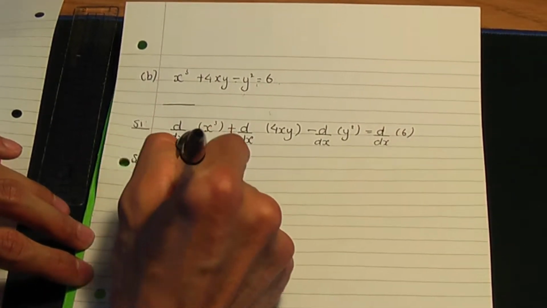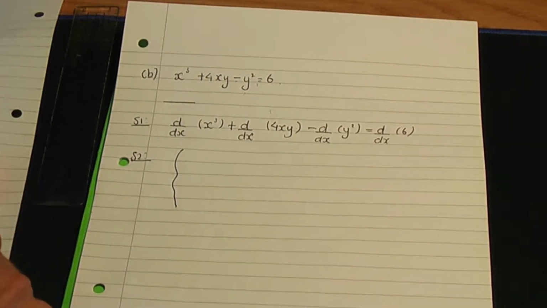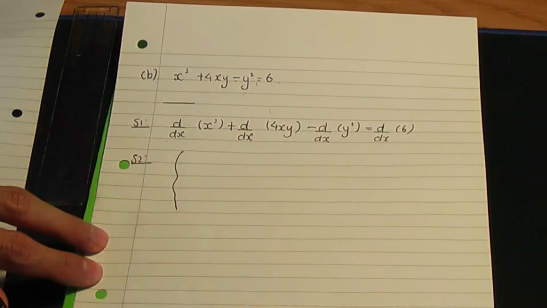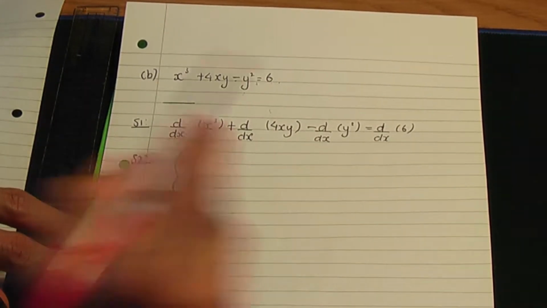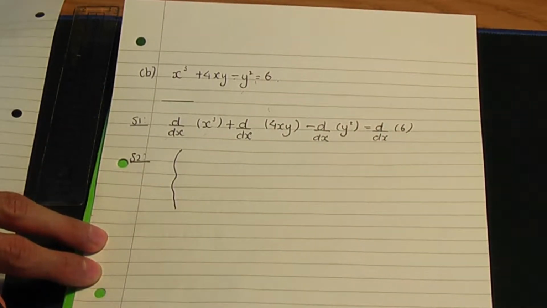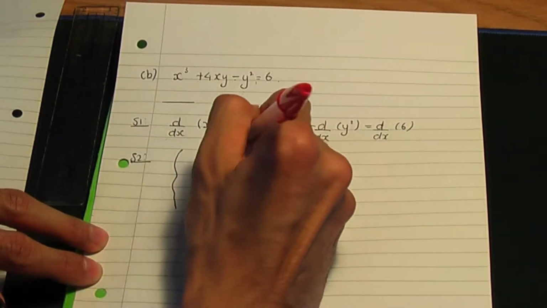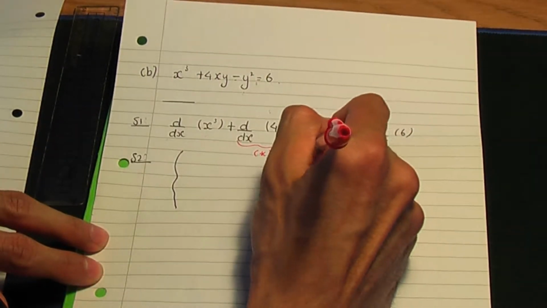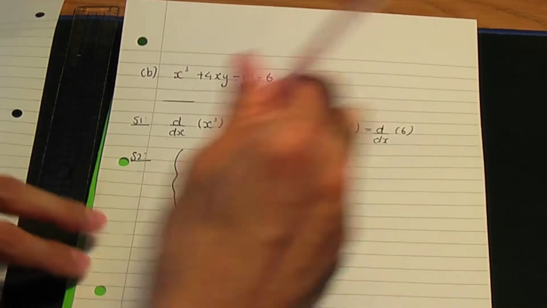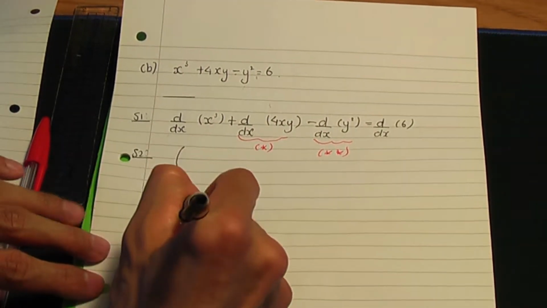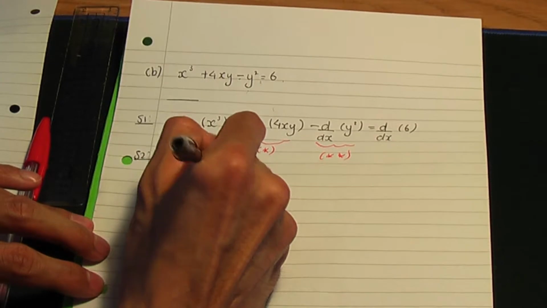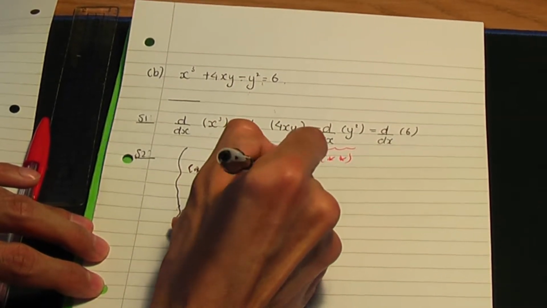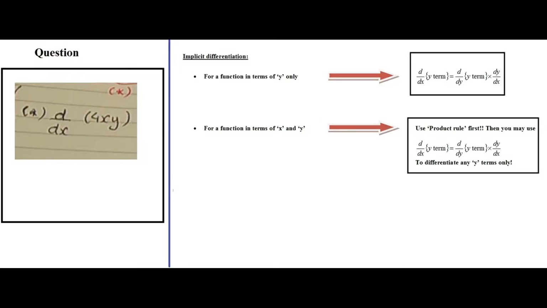Now in step number 2, let me do a side calculation. Now d by dx of x cubed, we know hopefully that's 3x squared, basic differentiation. D by dx of 6, that's 0. Let me calculate, however, this term, which I'm going to call star, as well as this term, which I'll call double star. So let's do those as side calculations, okay? So firstly star, let's work out d by dx of 4xy, okay?